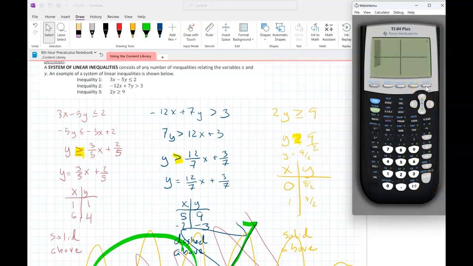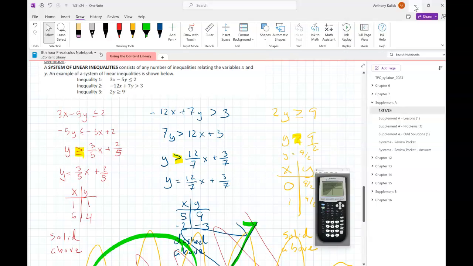And then if I hit graph, there's my red inequality. There's my blue inequality. And there is my yellow inequality. And we can see this region up here is the place where all three of them are overlapping. Is that pretty neat? Bet you know your calculator could do that. Maybe you did. But I think that's pretty handy.